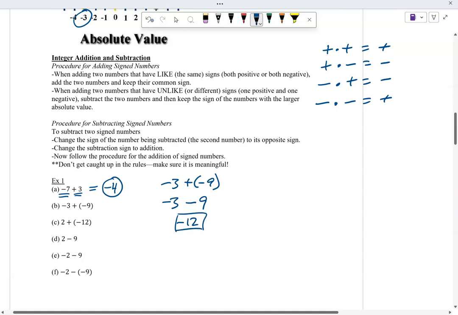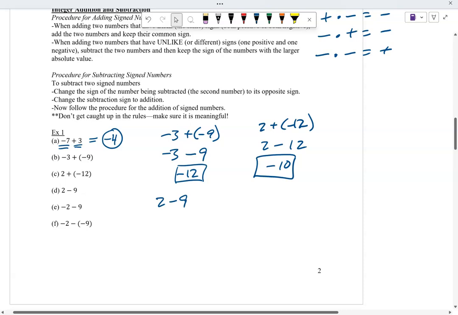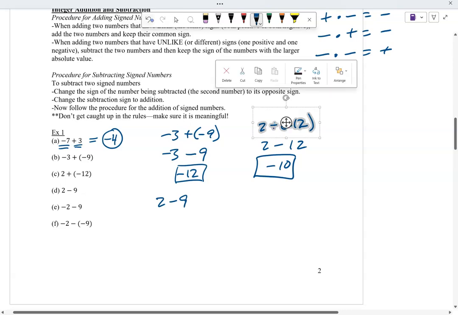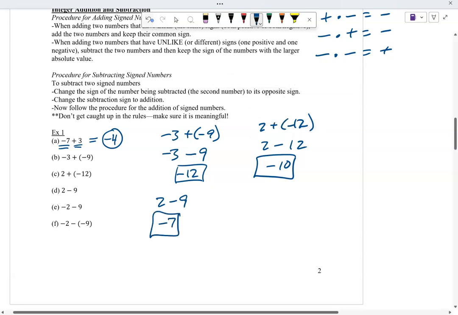Let's do part C. 2 plus a -12. A positive times a negative is a negative. So I have $2 and I'm going in debt $12. 2 minus 12 is -10. D is 2 minus 9. There's no double signs here. So we just do the 2 minus 9. I have $2. I'm going in debt $9. Now I'm in debt $7.